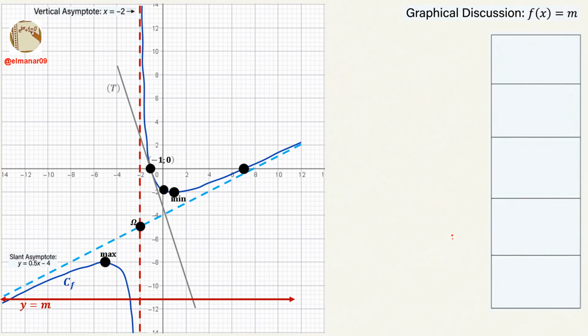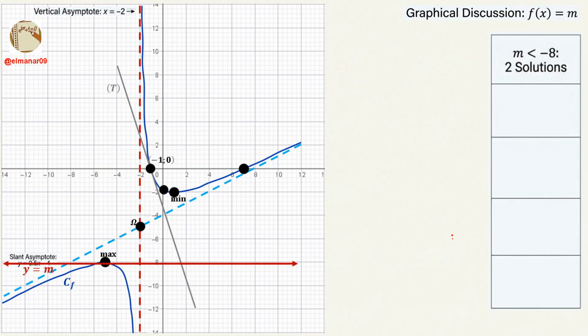1. When m is less than -8, look at the bottom left. Our horizontal line hits the blue curve in 2 different spots, so we've got 2 solutions. Easy start, right? 2. When m hits exactly -8, we're right at the peak of that local maximum. The line just kisses the curve at one single point. That's one solution, the max.